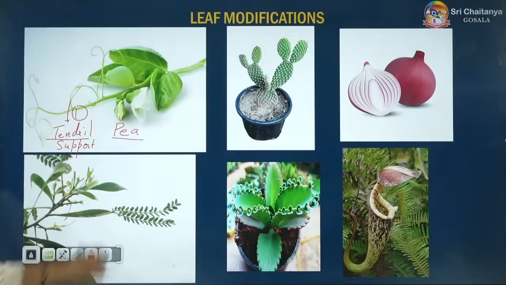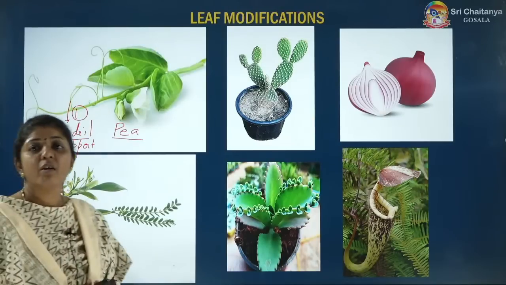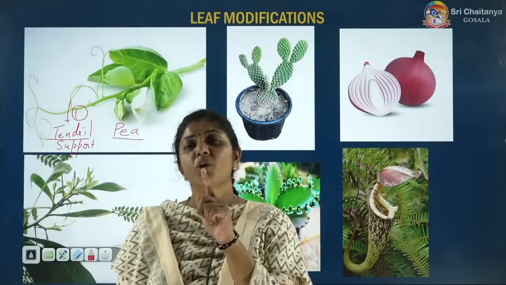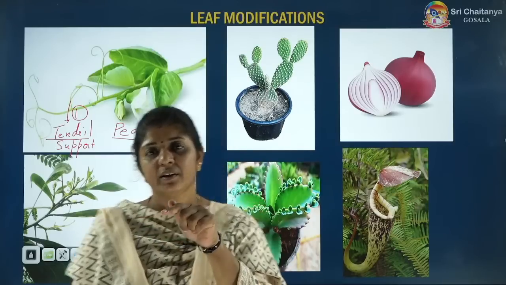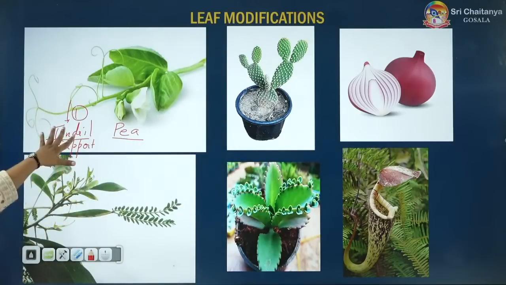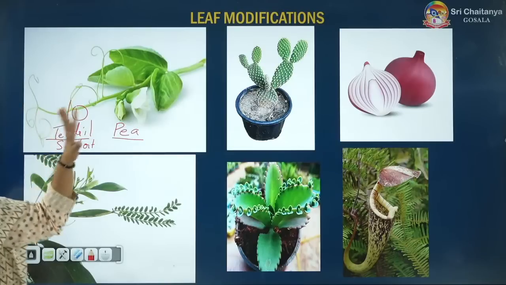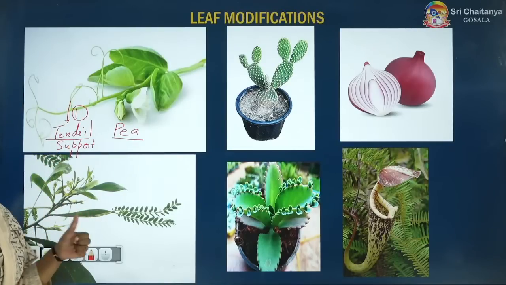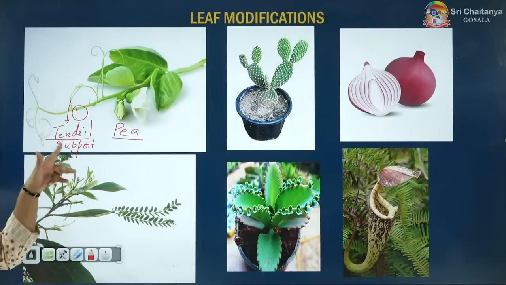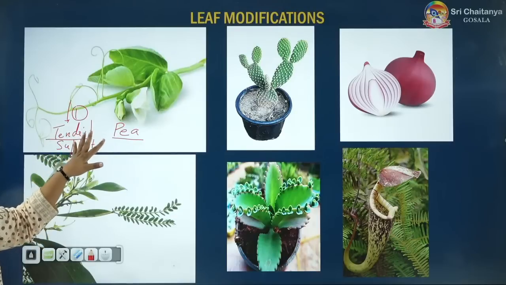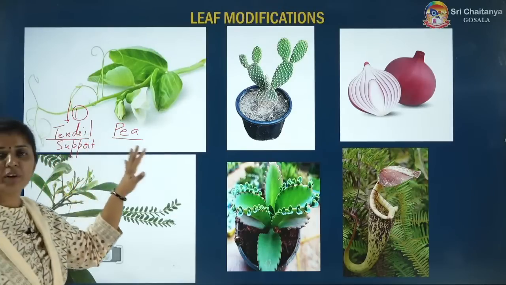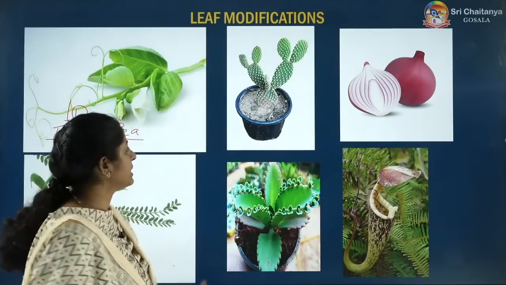What modification did I first discuss? Tendril. Watermelon I discussed, that is a modification of stem, tendril. But here in pea, the modification of leaf will make a tendril. Fine, this is a very important point. I will come to that point, but first of all do remember this part. Modifications are more important, what we have to discuss in today's class.